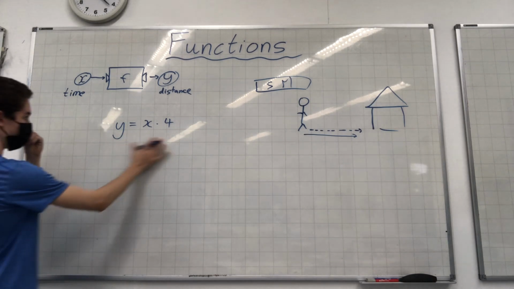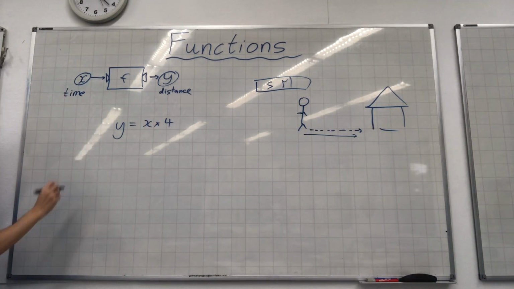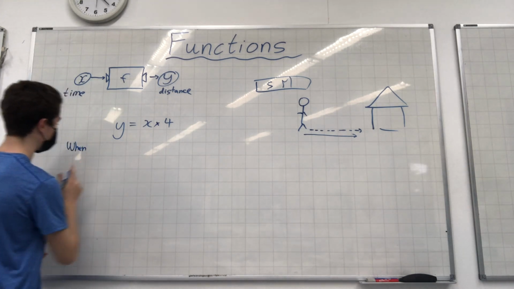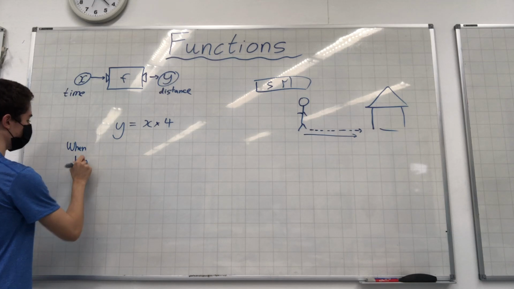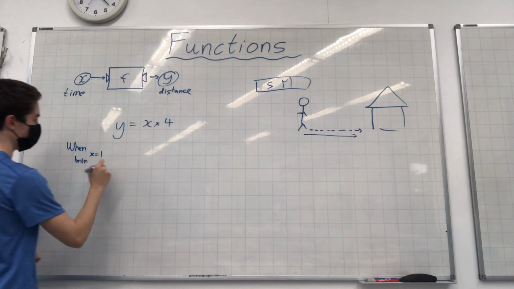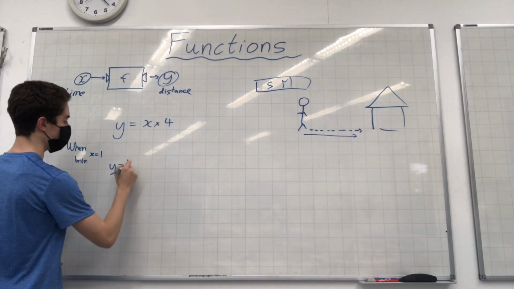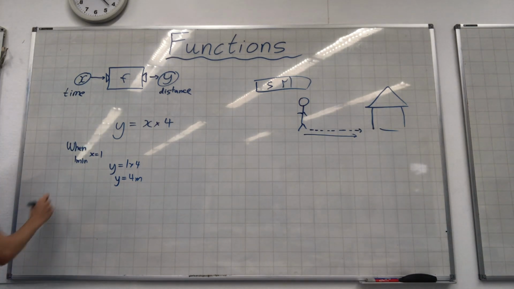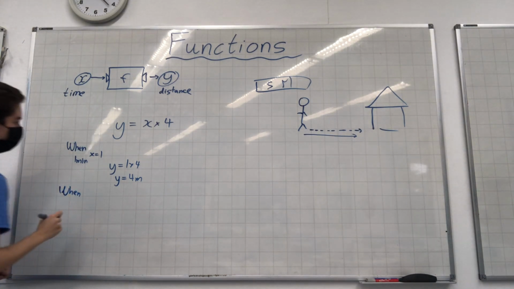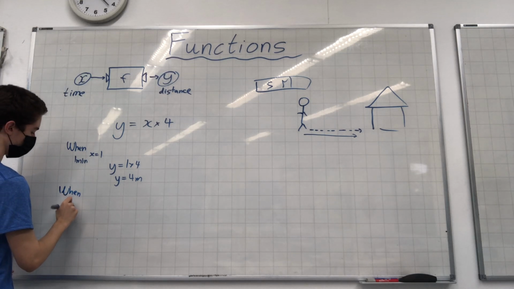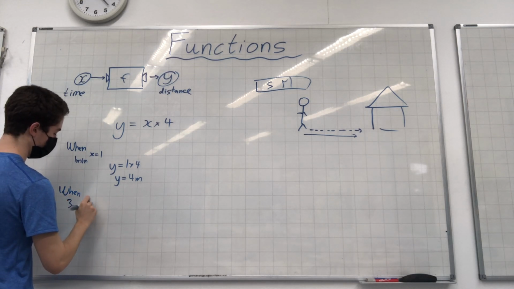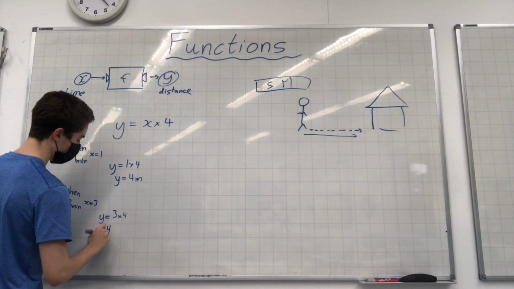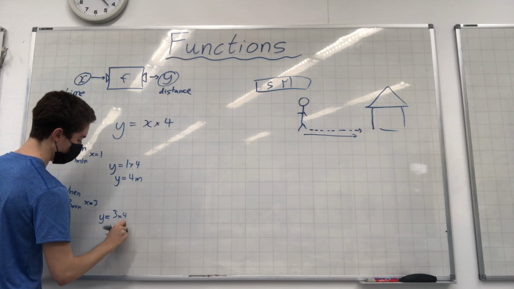We're gonna see with some examples. So let's say this is our function, right? And then that means when we walk for 1 minute, that means x equals 1. Our y will be 1 times 4. Our y will be 4 meters, right? When we walk, let's say, for 3 minutes, which means x equals 3, our y will be 3 times 4, and we will have traveled 12 meters.